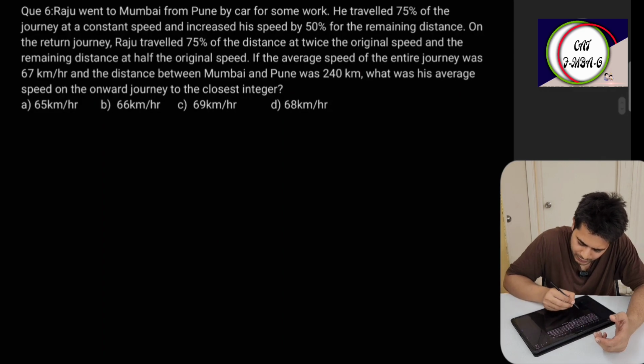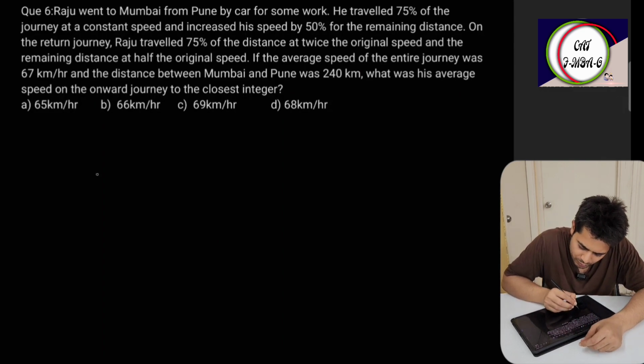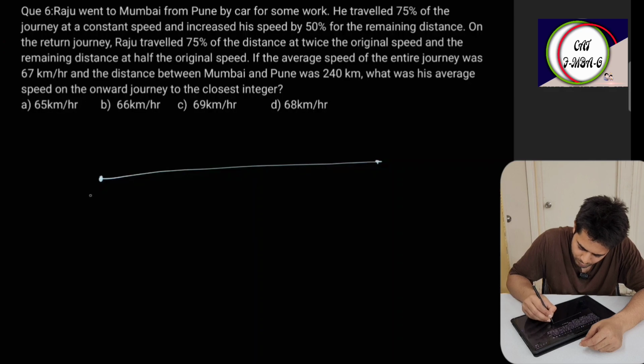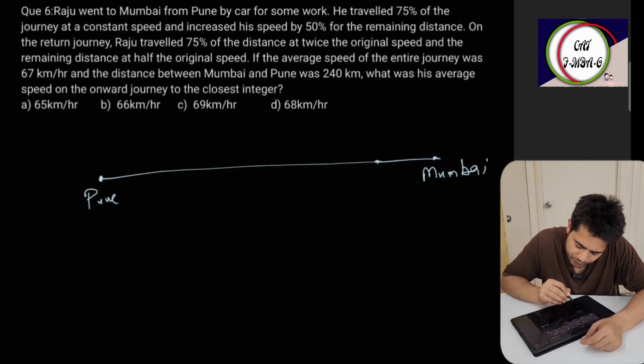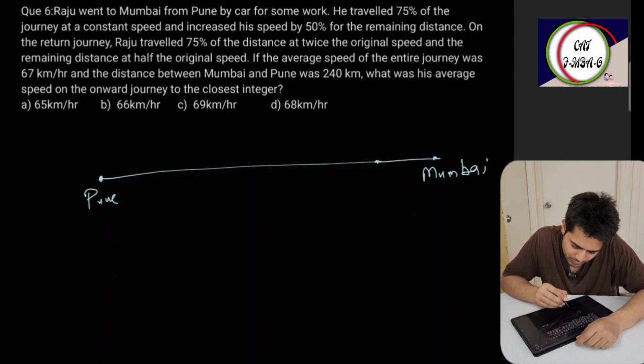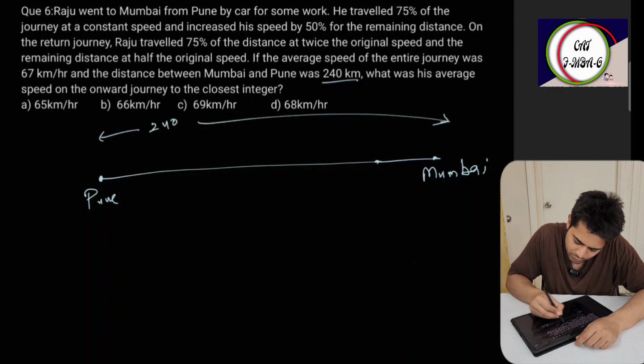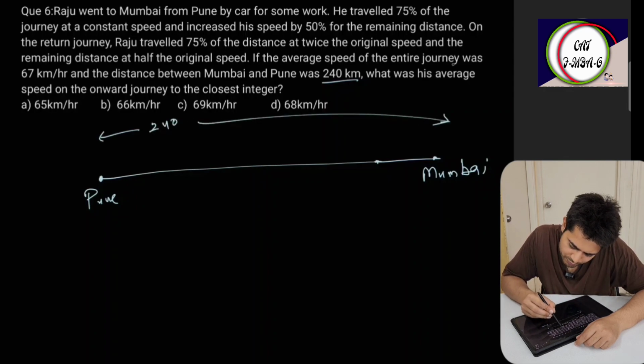Raju went to Mumbai from Pune by car for some work. He traveled 75% of the distance, and the distance is 240 kilometers. This is the whole 240 kilometers. The average speed of the entire journey was 67 kilometers per hour. What was the average speed on the onward journey?